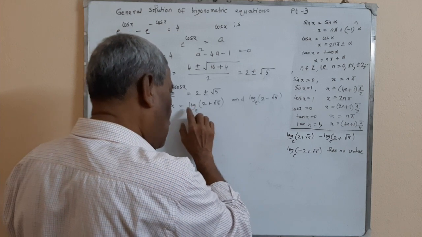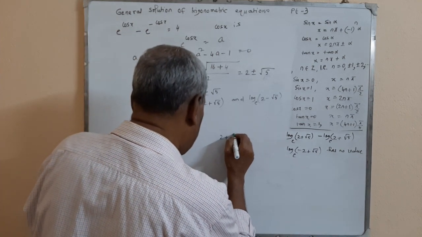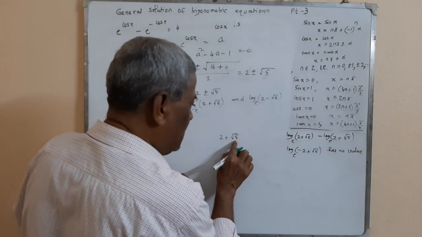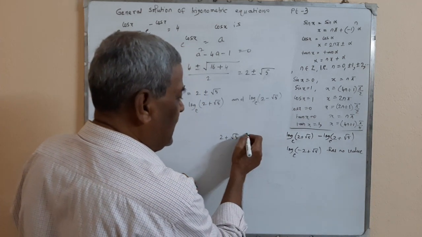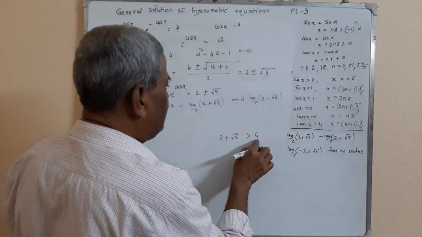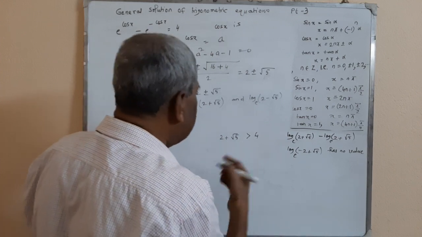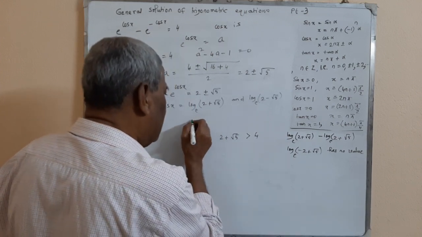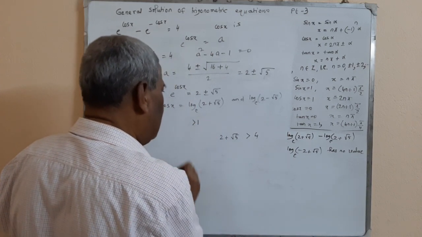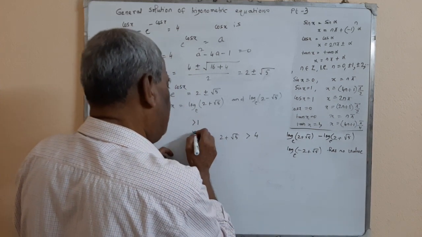log of 2 plus root 5, 2 plus root 5 is actually greater than 2, so it is greater than 4. Log 4 base e is greater than 1. So this part is greater than 1. But cos x greater than 1 is not possible.